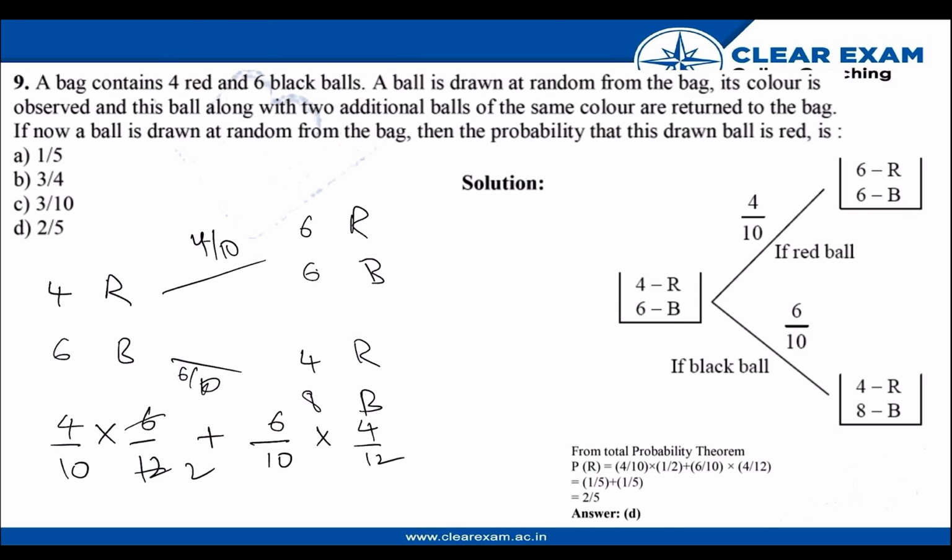1 upon 2, 2, 5. 2 gets cancelled out, and 2, 2, and 2 gets cancelled out. So we have 1 upon 5 plus 1 upon 5. So the final answer is 2 upon 5. So the probability of picking out a red ball from the final set of balls is 2 upon 5, that is option D.